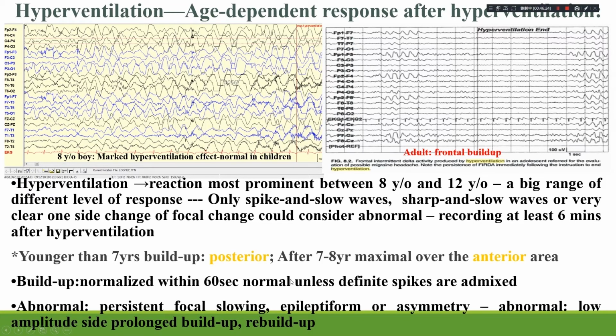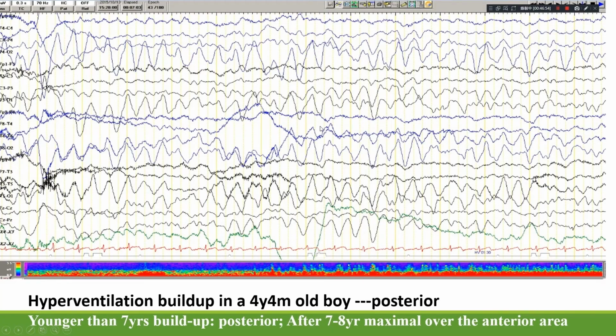Usually when we do the hyperventilation, within 1 minute, around 6 seconds, the EEG will gradually become normal with no more slow wave, unless there are definite spikes mixed with some spike and slow wave, which will continue to be present. So we only consider focal slowing or epileptiform discharge as abnormal. This is a normal patient, a 4-year-old boy with a posterior high voltage slow wave built up after hyperventilation.